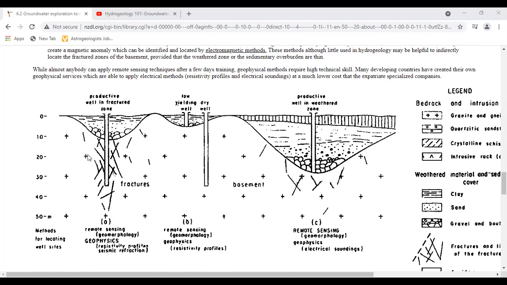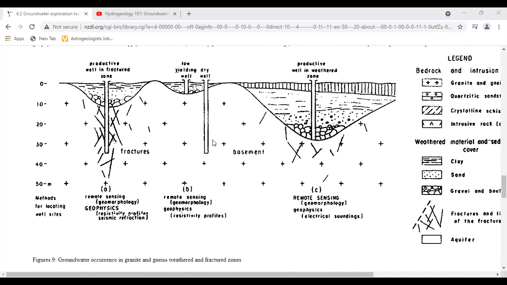While almost anybody can apply remote sensing techniques after a few days of training, geophysical methods require high technical skill. Many developing countries have created their own geophysical surveys which are able to apply electrical methods, resistivity profiles, and electrical soundings at a much lower cost than the expertise of specialized companies.